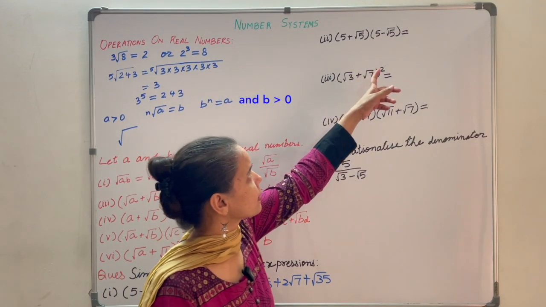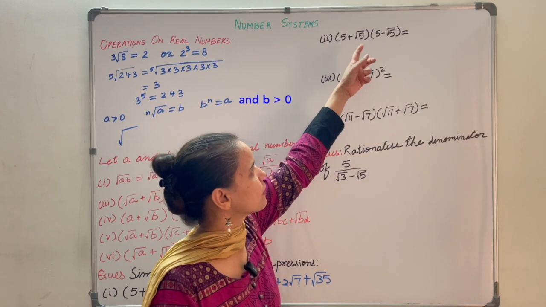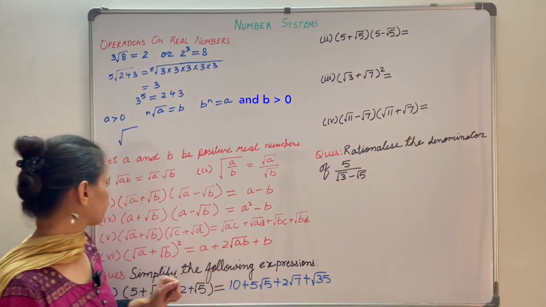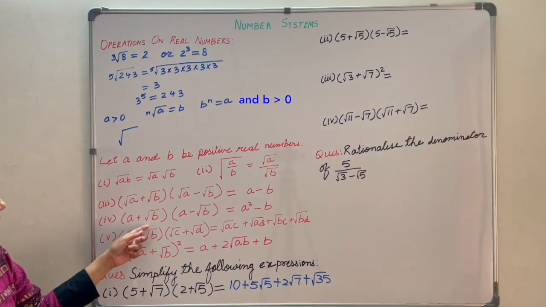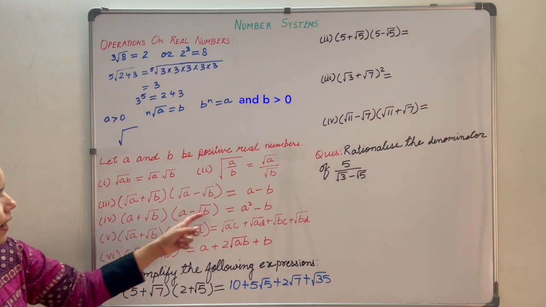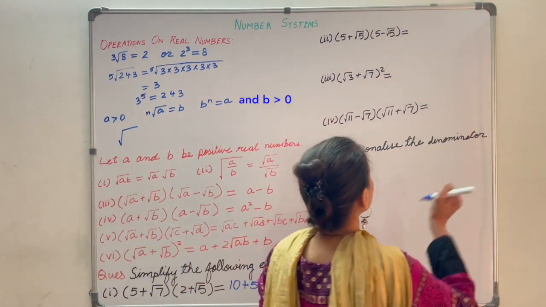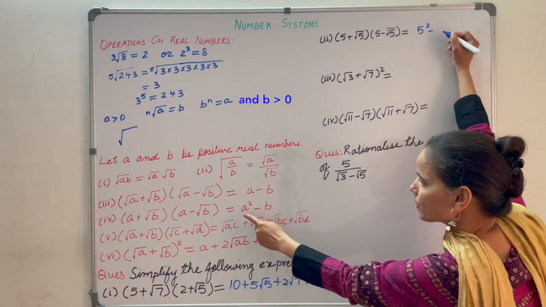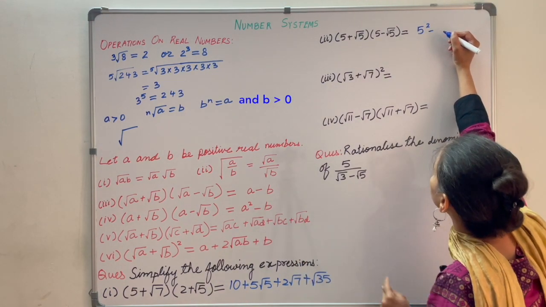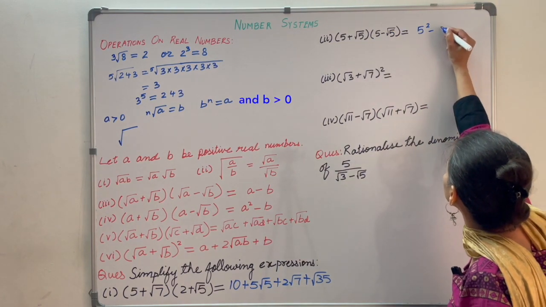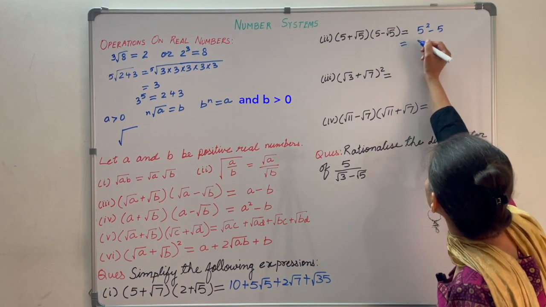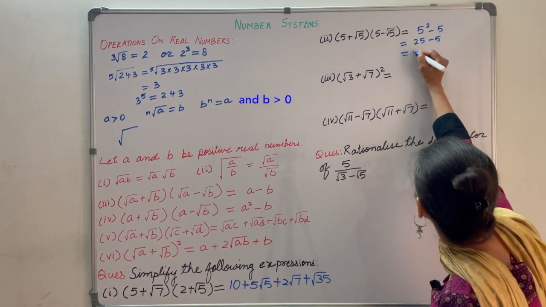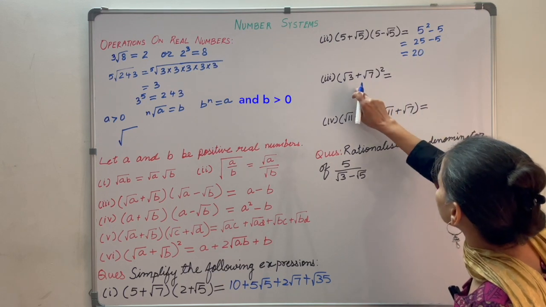Here inside the brackets you have 5 plus root 5, which is multiplied to 5 minus root 5. This is similar to this identity here. So using that, you have to take the square of 5, that is 5 square, minus, what is written over here? Minus b, so that is 5 here. So 5 square is 25 minus 5, so that is 20. Now let us take the next question.